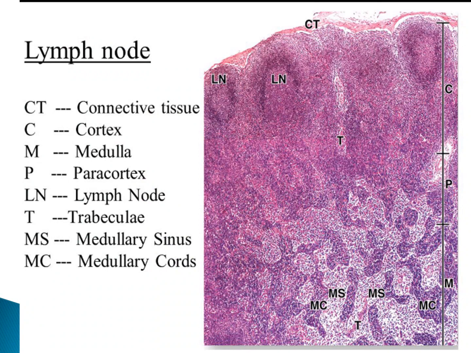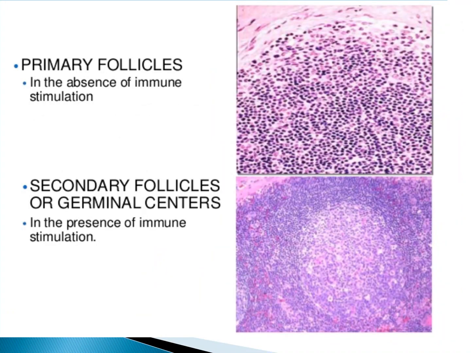Now عندي الليمف نود، عندي هذا الكونكتيف تيشيو وعندي الكورتكس، هاي أشرح عندكم، والميدولا، البارا كورتكس، الليمف نود والترابيكولاي والميدولاري ساينس والميدولاري كورد. Now, the primary follicles in the absence of the immunostimulation, with secondary follicles on the germinal center in the presence of the immunostimulation.